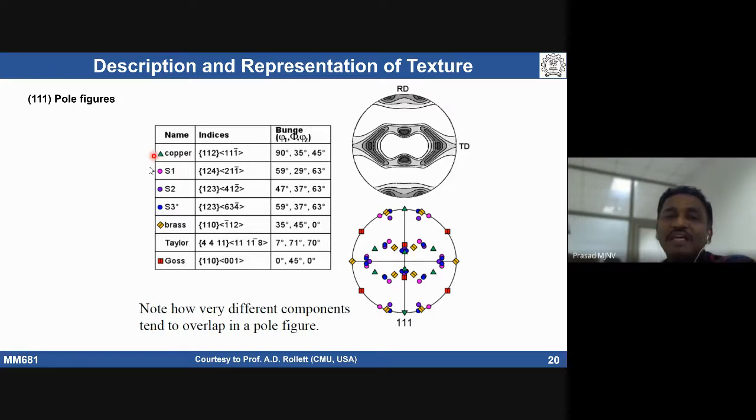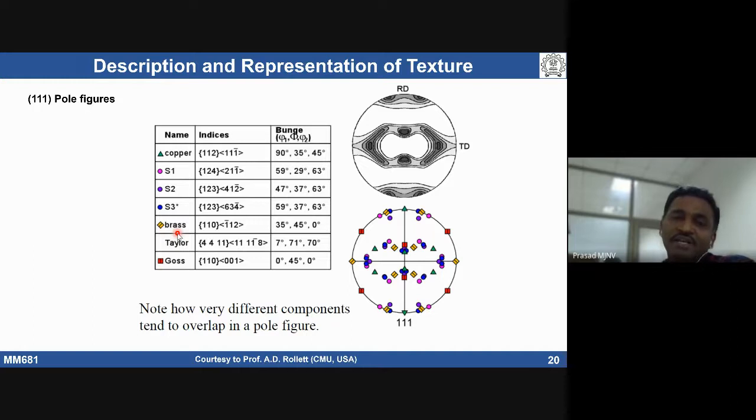Like these, we see the texture components. Each component has a particular orientation relationship. Here we are talking about Euler space, with Euler angles phi 1, phi, and phi 2. Each has particular angles, 90 degrees, 35 degrees, 40 degrees. At these angles, we see the copper component is going to be more.